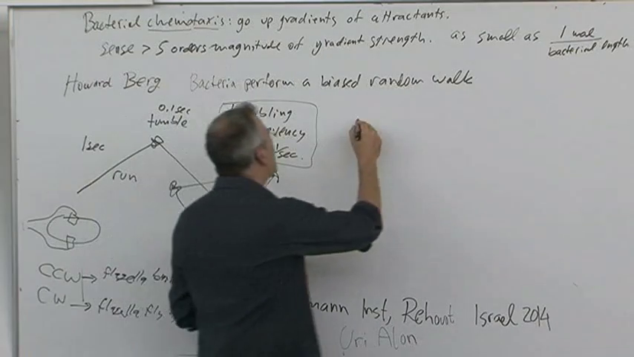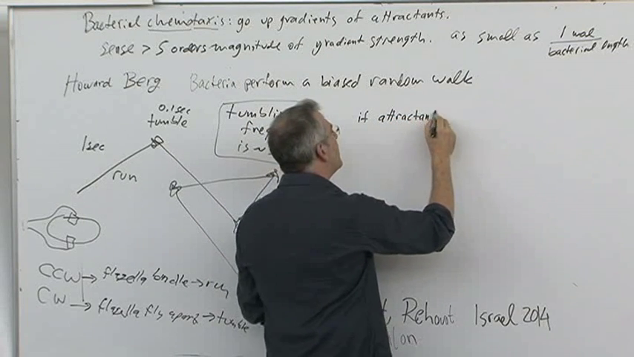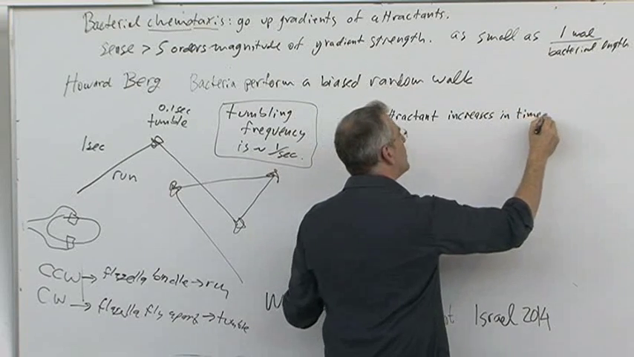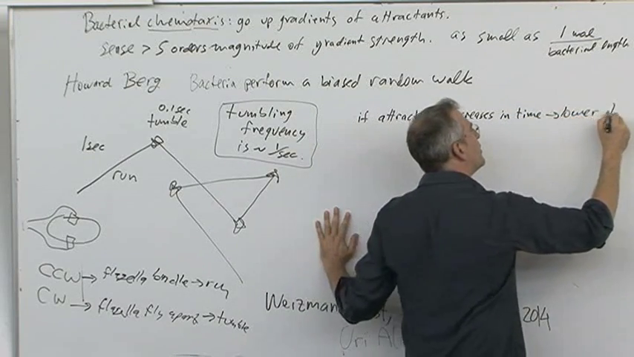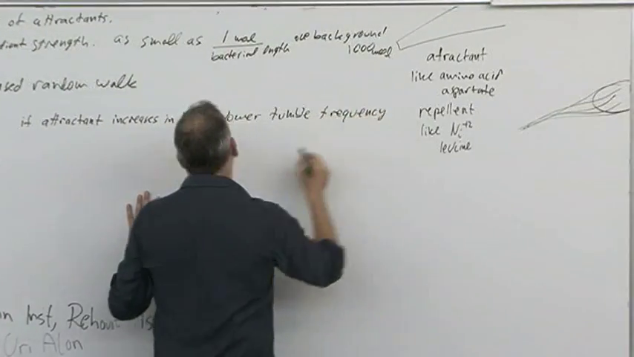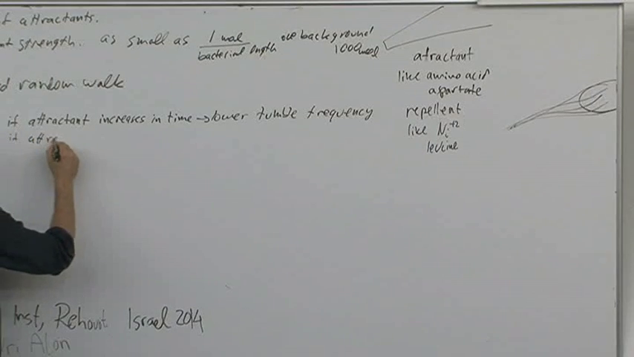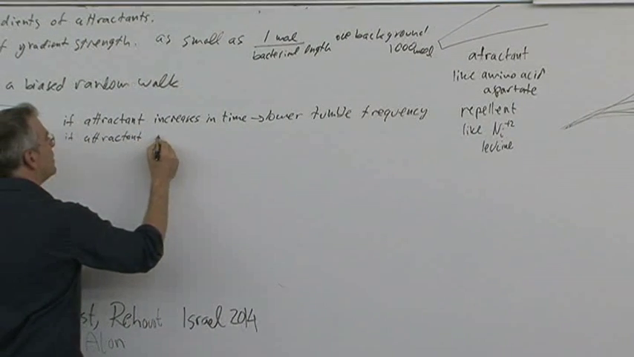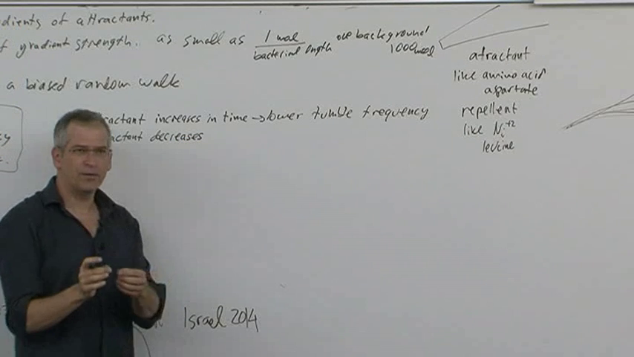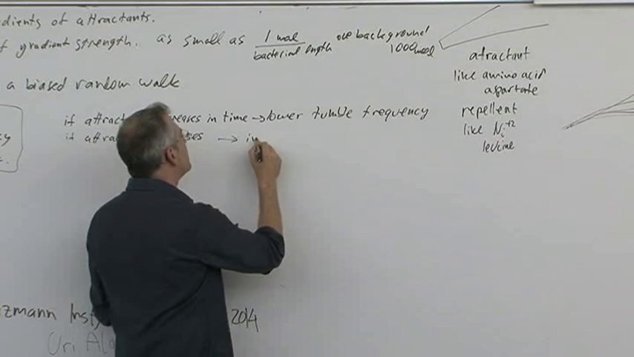So if attractant increases in time, lower tumbling frequency, and keep going straight. And if the attractant concentration decreases, let's say now is less than a little bit before, they increase the tumbling frequency.